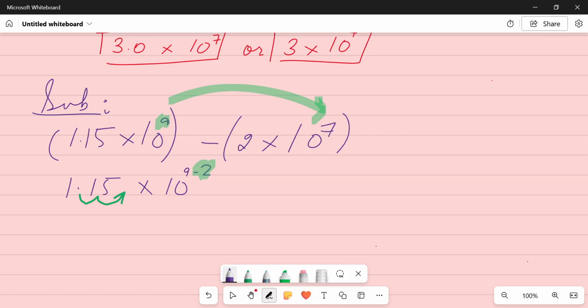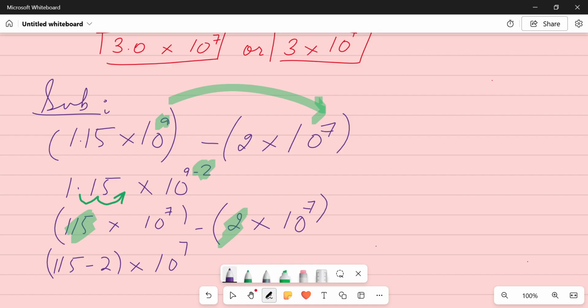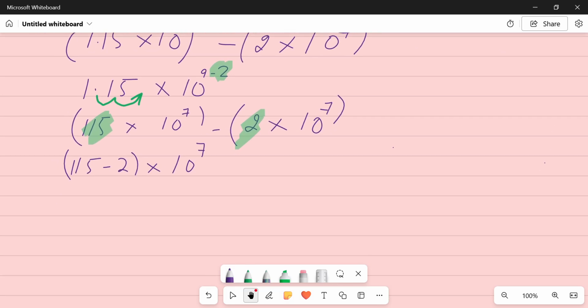Fine, student. So here it becomes 115 times 10 to the power 7. Now both the brackets we have same here, so you need to minus what? You need to minus 115 and 2. So when you minus 115 and 2, and 10 to the power 7 is the common one, right? So what you will get, student? You will get 113 times 10 to the power 7.